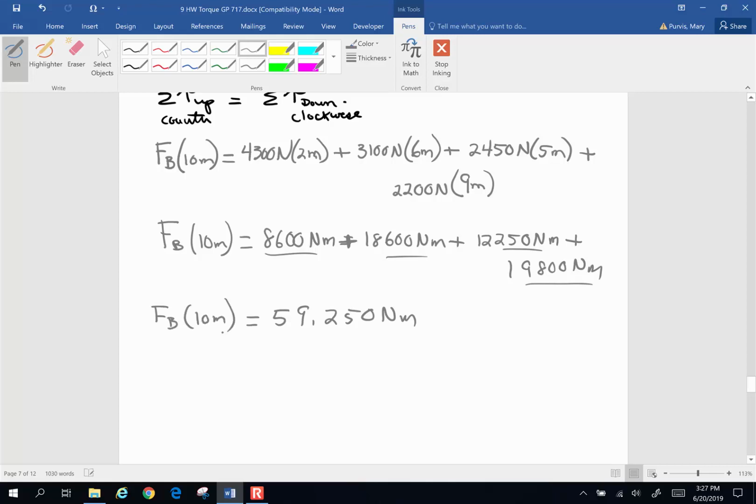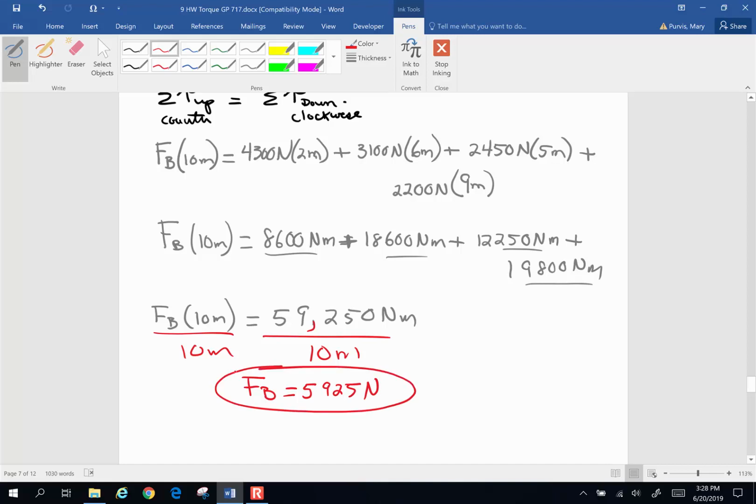And if I want to know what that force is going to be, I am now going to divide that by 10. That's a comma, not a decimal. So force upward by B, I got 5,925 newtons. Second part of the problem is, what is the force caused by the other beam?